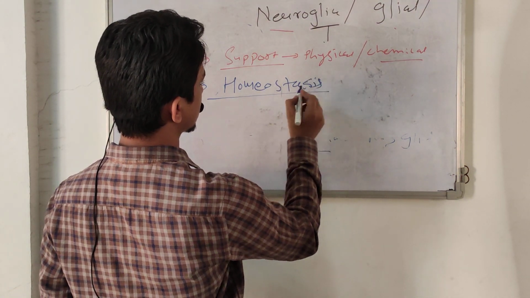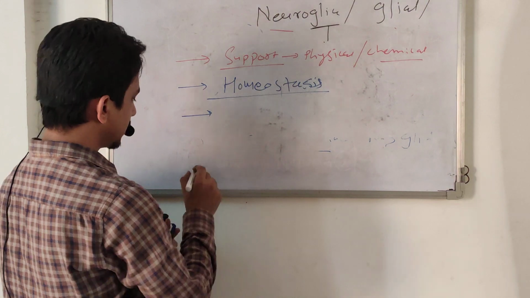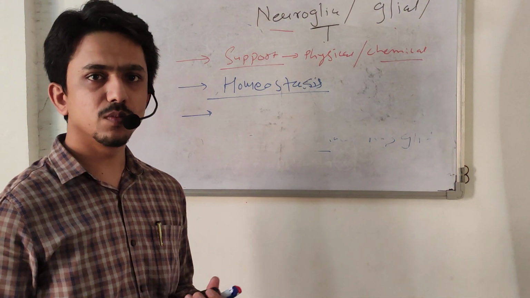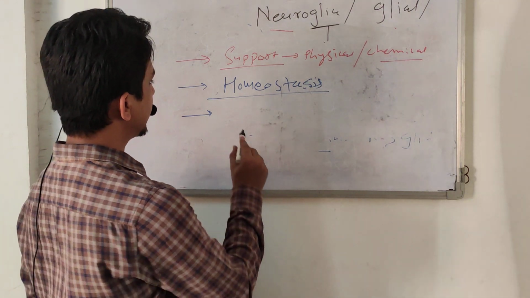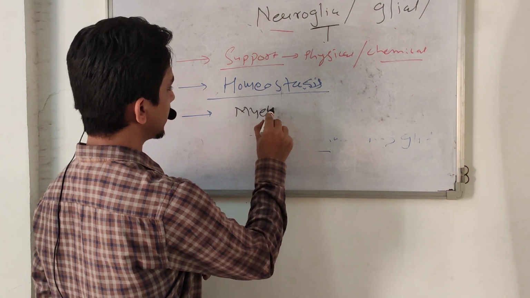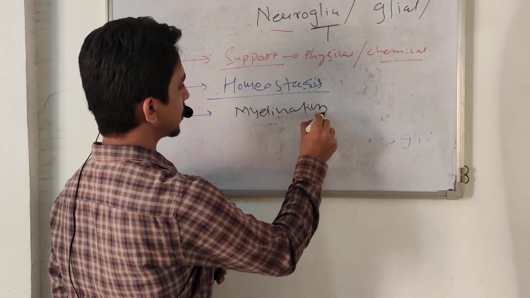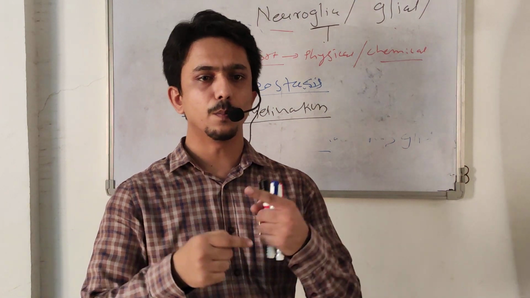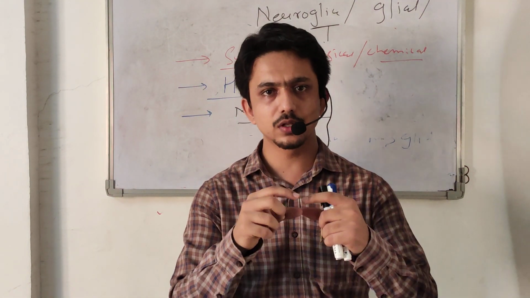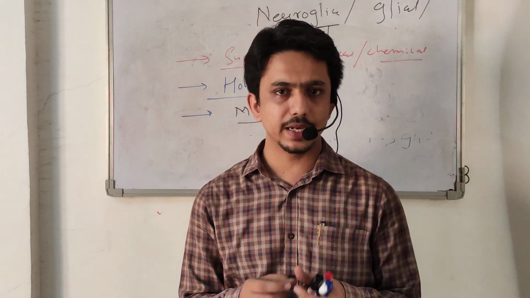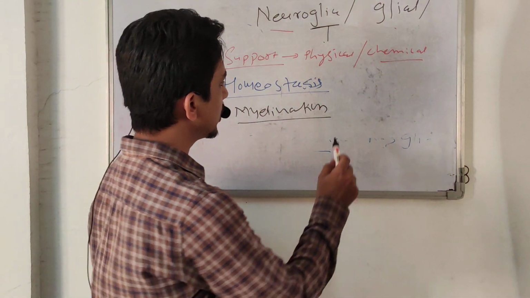Homeostasis. Next function: they are responsible for the formation of the myelin sheath, or myelination. So we can say myelination. What is myelination? Myelination means they develop a myelin covering around the long axons. Due to myelination, they give insulation.